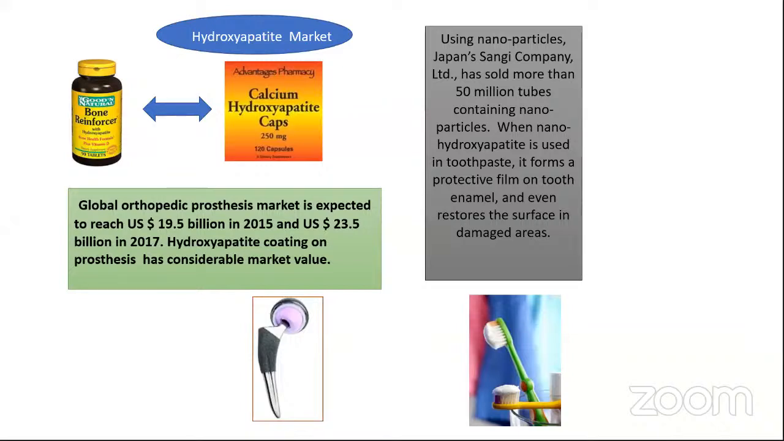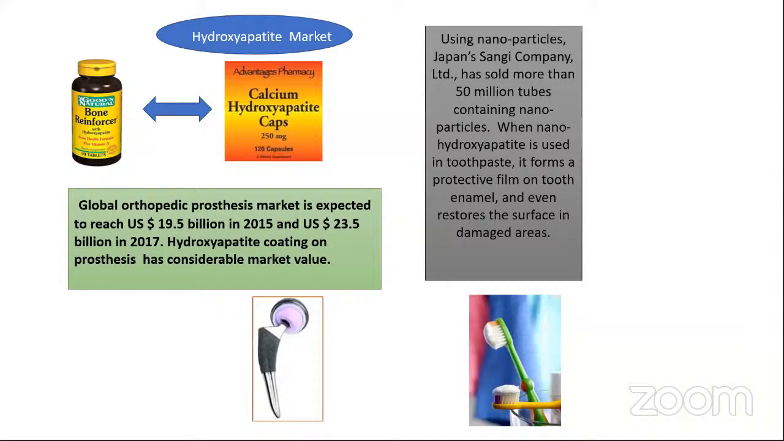Another part is that the global orthopedic prosthesis market is expected to reach around 19.5 billion US dollars in 2015 and 23.5 billion dollars in 2017. Hydroxyapatite is used for coating prosthetic devices in different applications in our human body. And that is why it is a very big market nowadays.